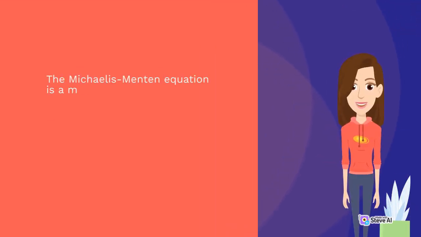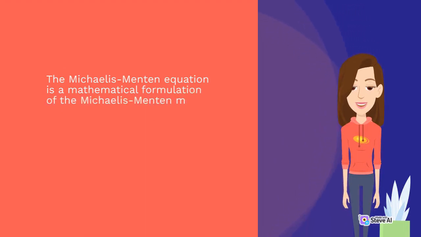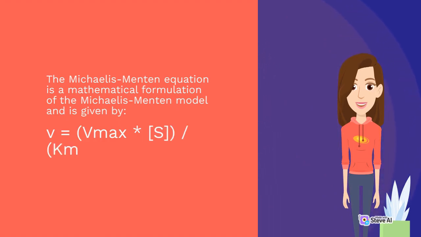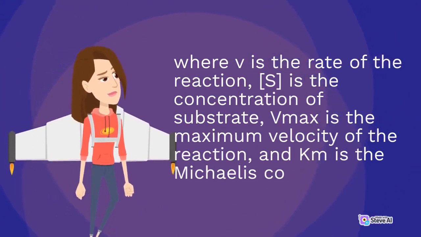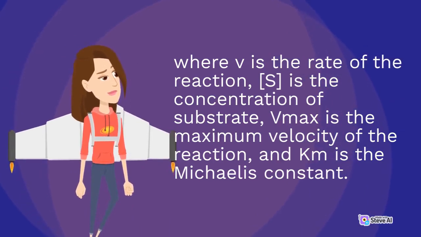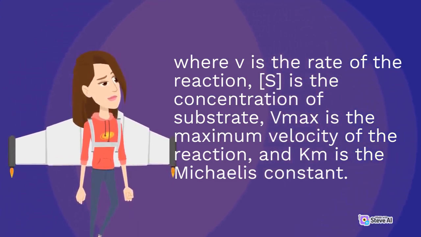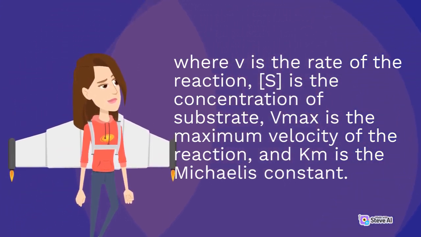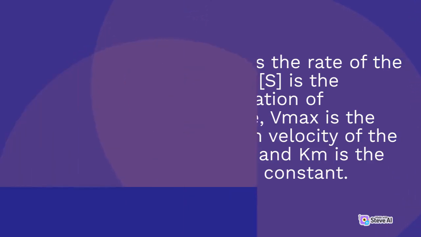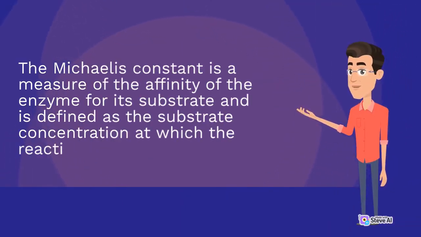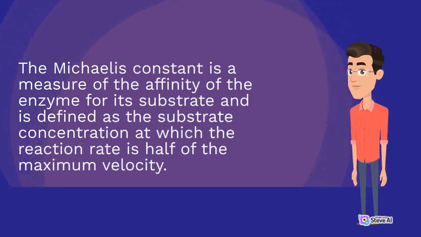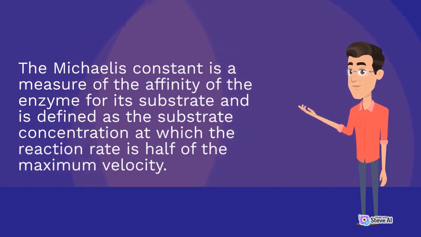The Michaelis-Menten equation is a mathematical formulation of the Michaelis-Menten model and is given by V = Vmax [S] / (Km + [S]), where V is the rate of the reaction, S is the concentration of substrate, Vmax is the maximum velocity of the reaction, and Km is the Michaelis constant. The Michaelis constant is a measure of the affinity of the enzyme for its substrate and is defined as the substrate concentration at which the reaction rate is half of the maximum velocity.